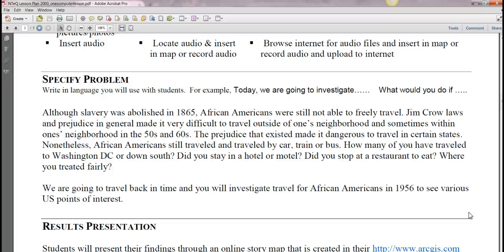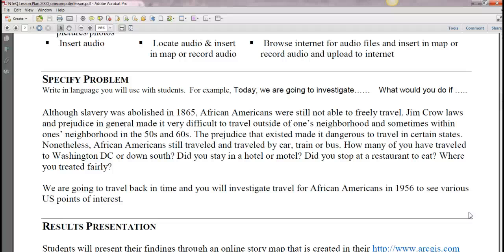The specific problem that the students were given is written here. Although slavery was abolished in 1865, African Americans were still not able to freely travel. Jim Crow laws and prejudice in general made it very difficult to travel outside of one's neighborhood and sometimes within one's neighborhood in the 50s and 60s. The prejudice that existed made it dangerous to travel in certain states. Nonetheless, African Americans still traveled and traveled by car, train, or bus.